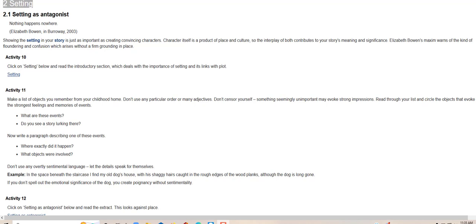So as you know from my previous video, setting gives a story time and place. And setting also informs the reader where the character came from and what motivates the character in the story. So it's setting plus character plus conflict equals plot. Because the setting is where the character came from, it sets the time and place of the story. Therefore, it informs the reader why the character acts the way he does.